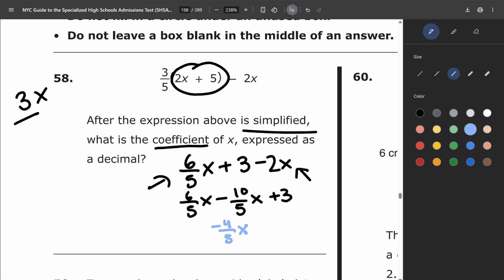Now, look, the answer isn't just negative 4 over 5. That isn't just the answer because it's right in front of the x. The problem asks to express it as a decimal, so that's exactly what we're going to do. Negative 4 over 5x, that's a sloppy 5, I'm sorry, that is equal to negative 0.8x. And negative 0.8 is our coefficient in front of x, so that will be our answer.